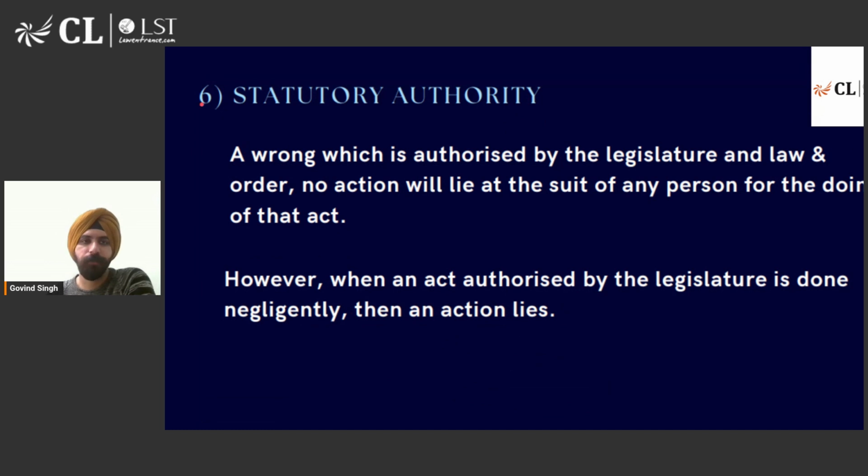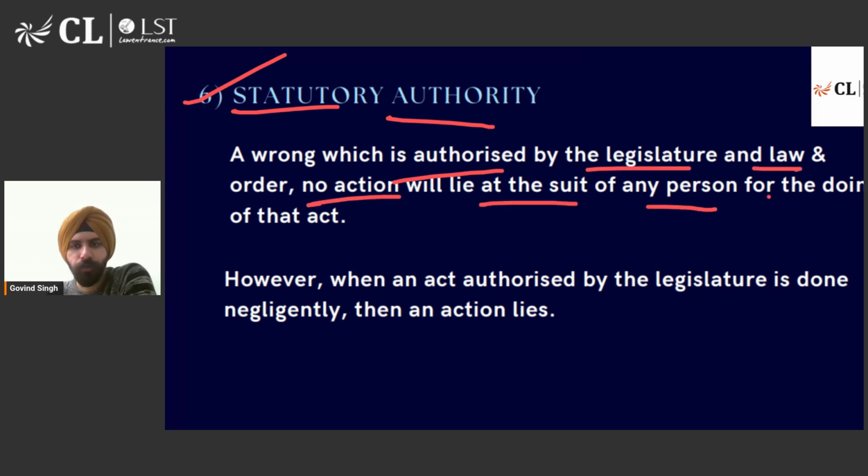Then the next one is statutory authority. Now, this is interesting. Statutory authority simply means an action which is authorized by a statute. What is a statute? The law, right? Something which is authorized by the law, no action will lie at the suit of any person for doing that act. So if, let's say, a soldier finds a person who seems suspicious of being a terrorist and that soldier kills that person with his gun, would that soldier be liable for the death of that person? No.